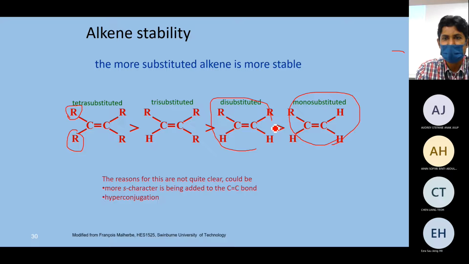Here everything is octet filled up. Here everything is octet filled up. But here as well the octet is filled up, yet this is more stable than this. What is the reason?